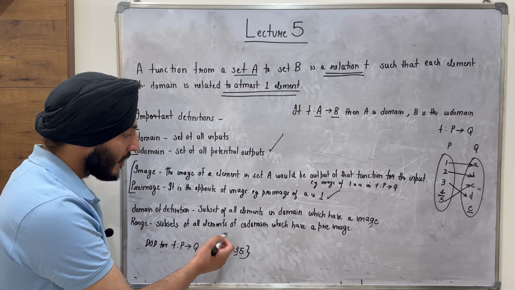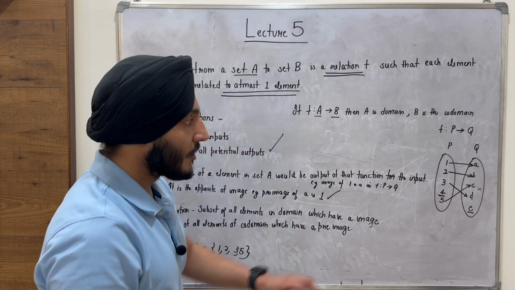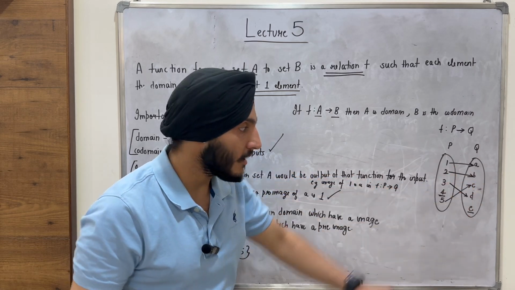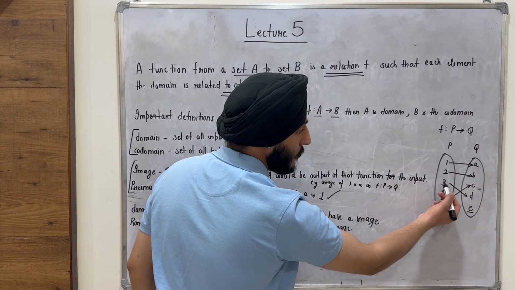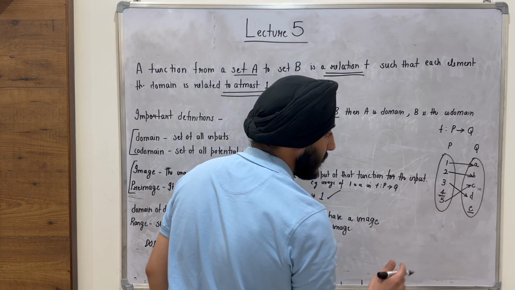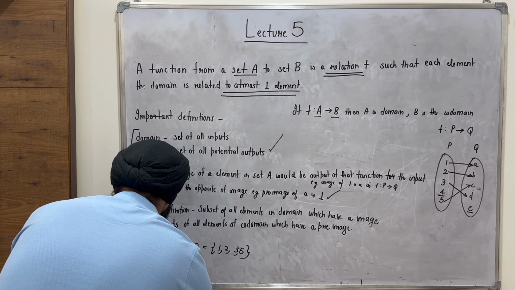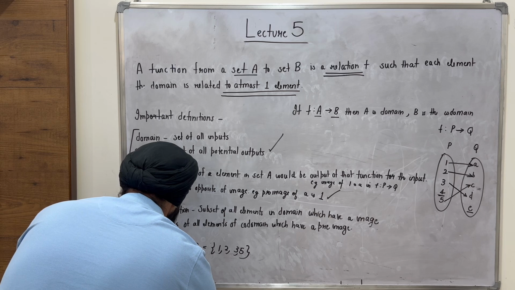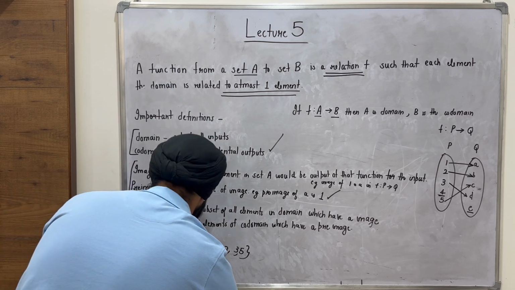Range is exactly the opposite of this, right? So subset of all elements of the codomain which have a pre-image. So what are the values which have a pre-image in the set? I have A, which has a pre-image 1, B has a pre-image 2, C has a pre-image 5, and D has a pre-image 3, right? So range would be equal to the set {A, B, C, D}.